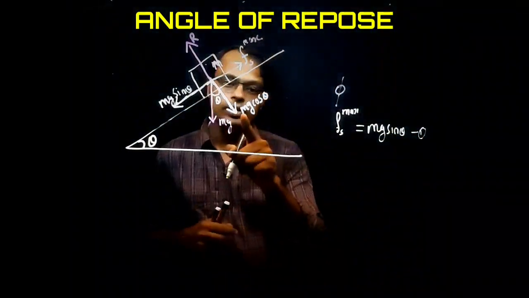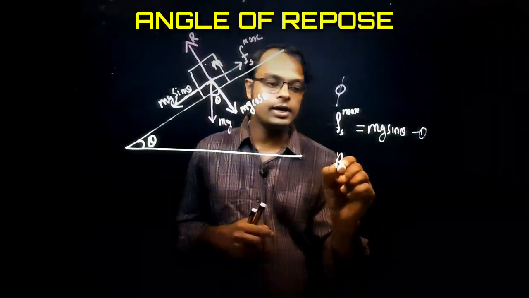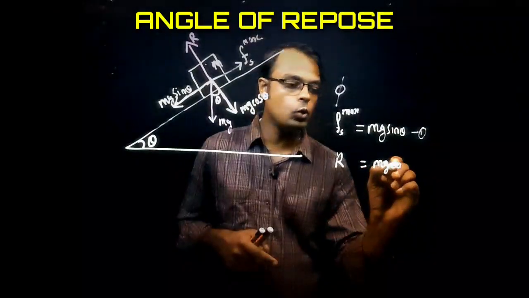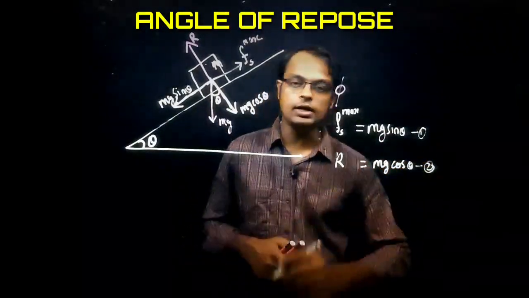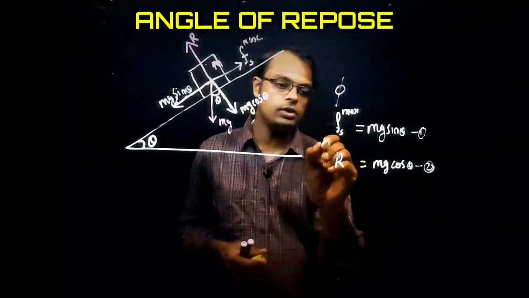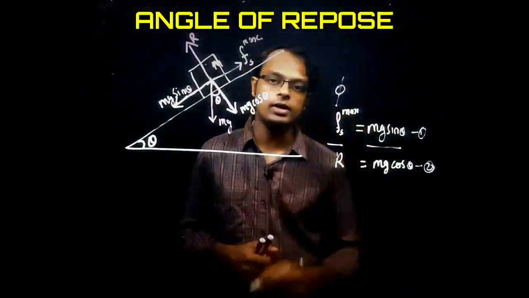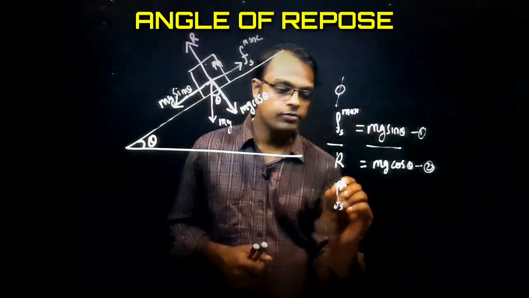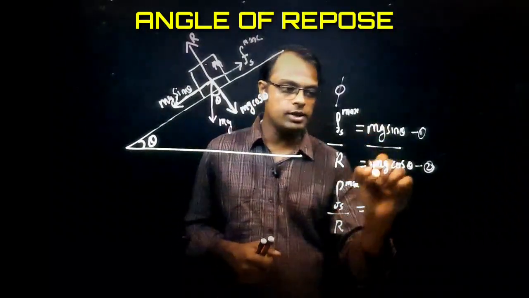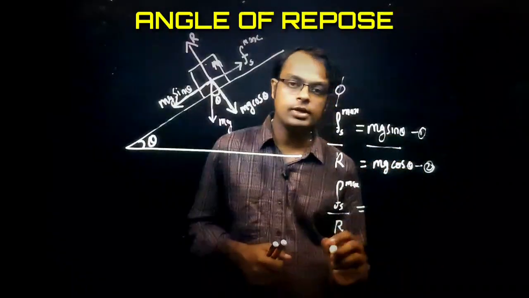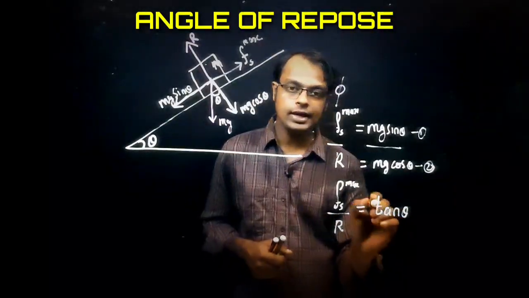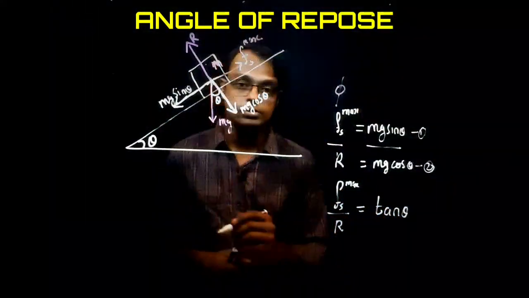In the same way, the normal reaction force must be equal to mg cos theta, equation number 2. If you divide these two equations, what will be the final answer? Fs max divided by R is equal to, see, mg will cancel, sin theta divided by cos theta, that is tan theta. So we got tan theta.